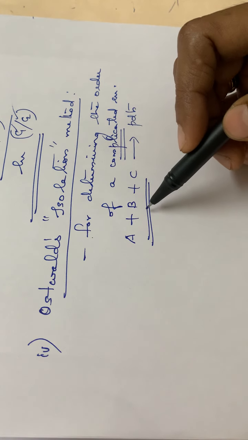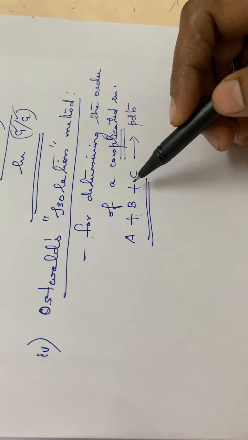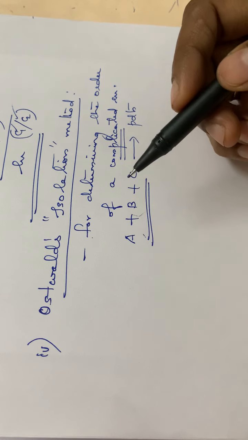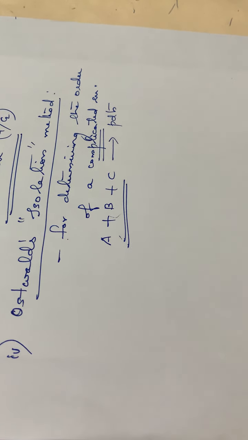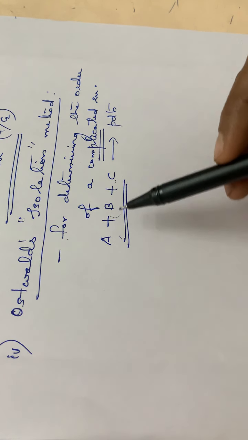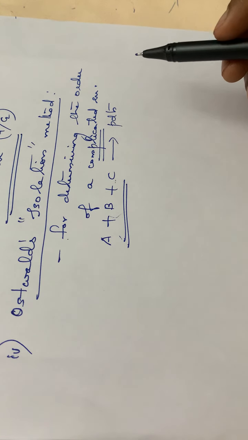Okay, we are isolating one of the reactants, taking the other two reactants in excess, and determining the order with respect to the first reactant. For example, in the reaction A plus B plus C giving products, three reactants are there. So we have to determine the order of this particular reaction.